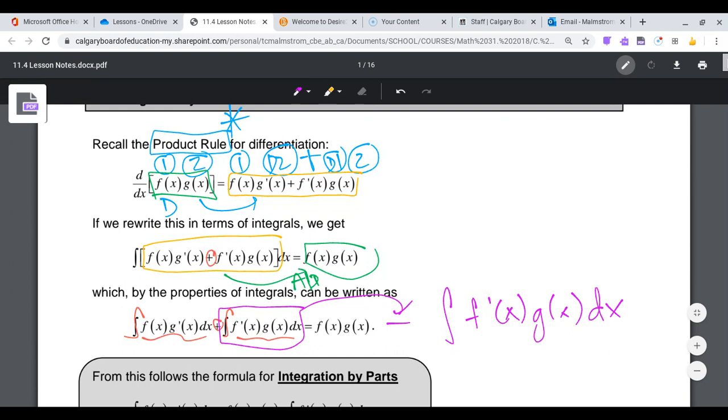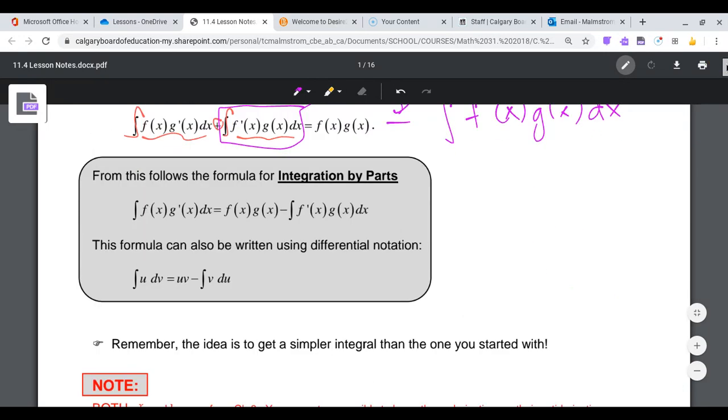So it's all about recognizing that we've taken the derivative of a product. Now we're going to go backwards. We're going to take the antiderivative of this 1d2 plus 2d1 and manipulate it a little bit so that we end up with this rule that's in the gray box. Right here, this is our integration by parts rule.